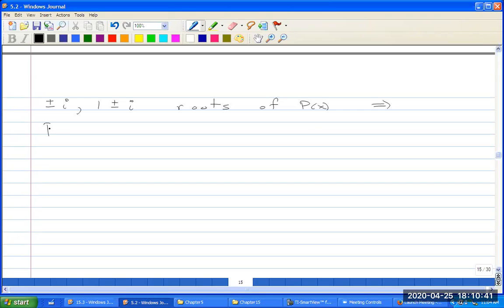So let's look at the minimal polynomial. So let's do x minus i, so that's the plus i, and then x plus i.